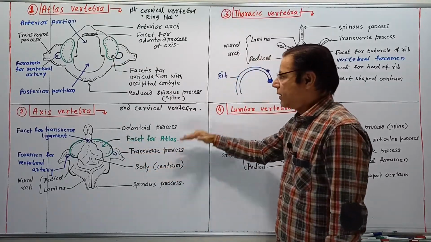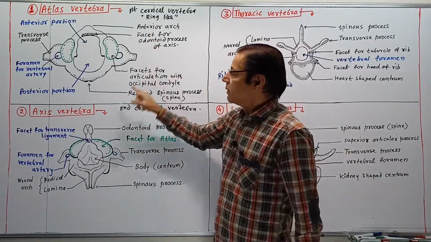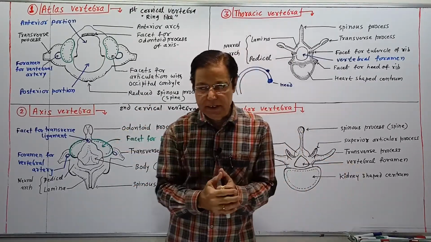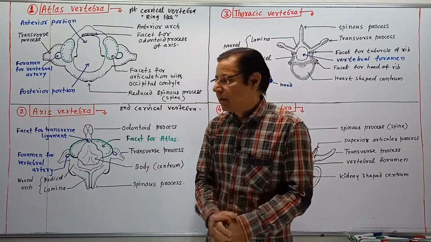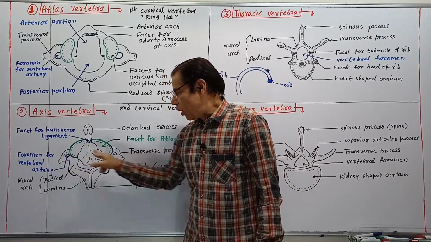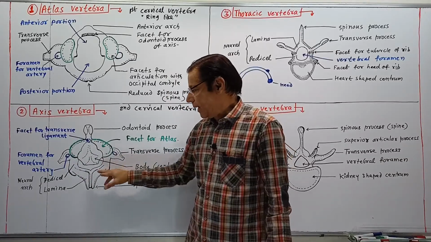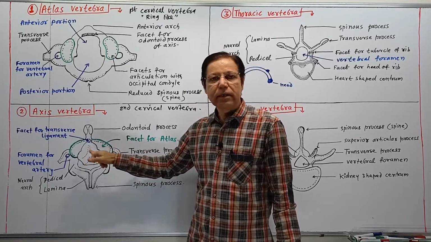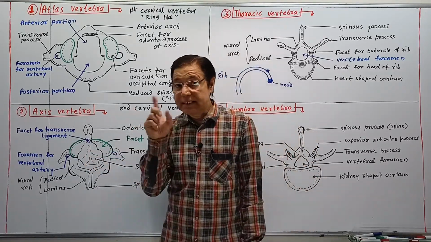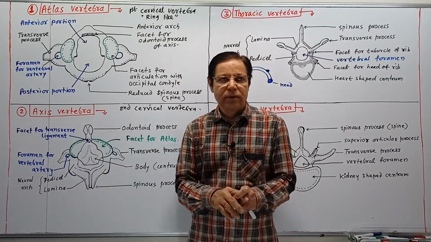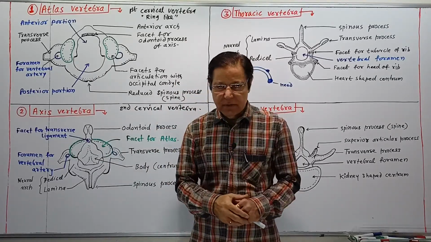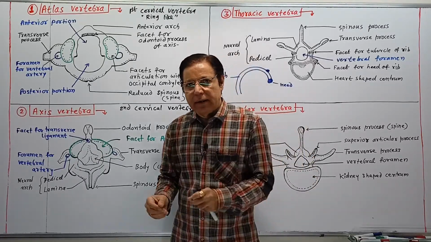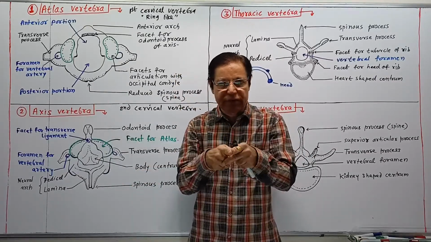Then the remaining third, fourth, fifth and sixth cervical vertebrae are called typical cervical vertebrae. They have longer transverse processes and a normal centrum or body. But the seventh cervical vertebra is called vertebra prominens, which is the largest among all cervical vertebrae, and it has a straight spinous process.